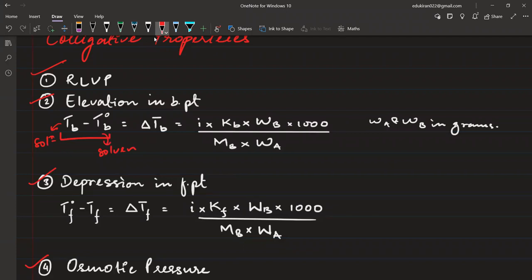Similarly, what happens in depression in freezing point? The freezing point gets lowered. This is the freezing point for the solvent and this is for the solution. Okay, so delta Tb is equal to i Kb m, where i is the Van't Hoff factor.